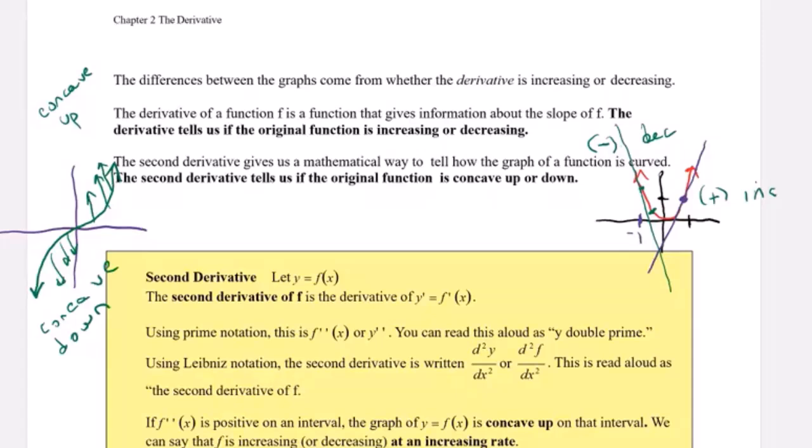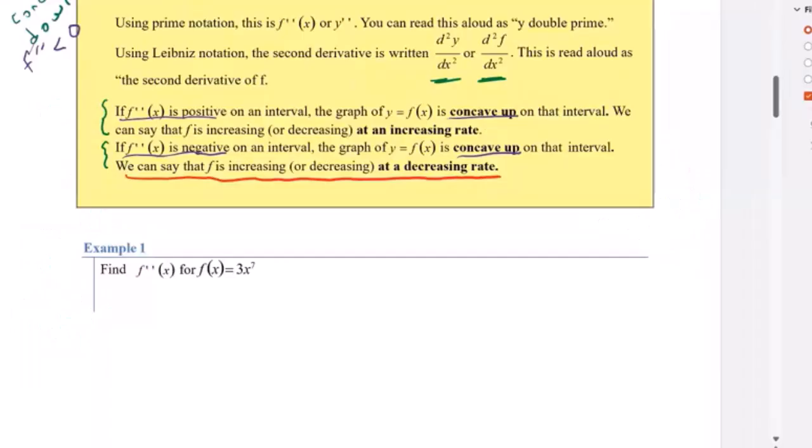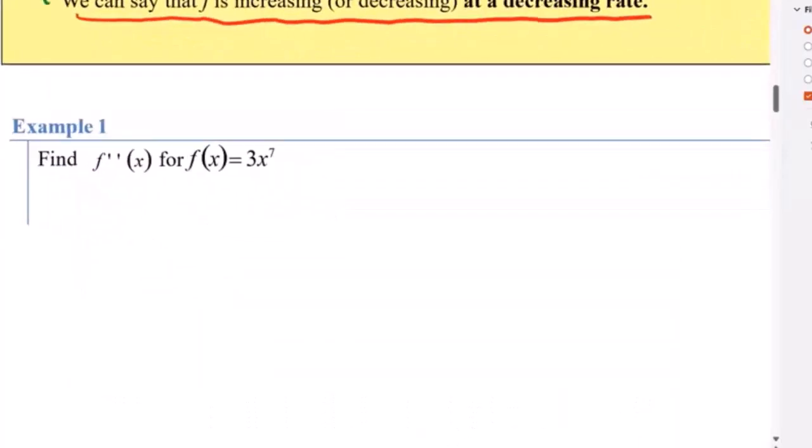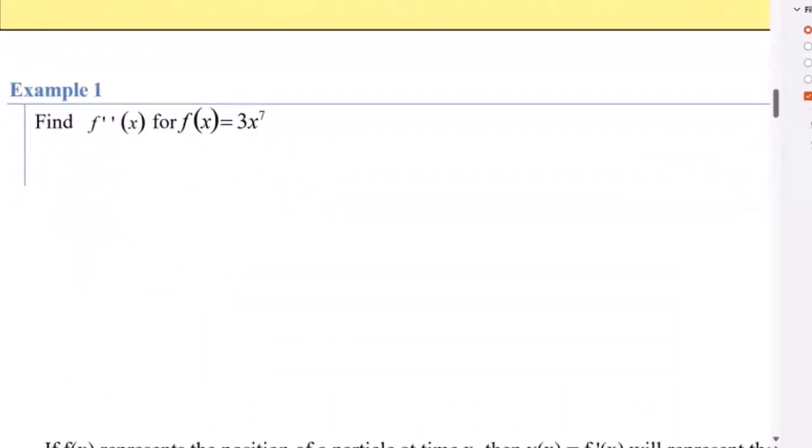So let's talk more about it. The second derivative just really means once we take the derivative, we call that the first derivative. If we take the derivative of that derivative, that's the second derivative. Okay? So using prime notation, we can say this is f double prime, y double prime. Find f double prime for f of x equals 3x to the 7th.